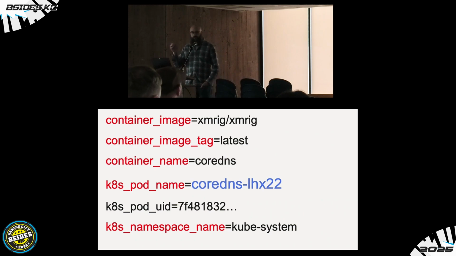As we start pulling on the thread of understanding what's happening in our cluster, this pod name is going to be critical because it's basically our first bit of information that we can start pulling on. The K8s namespace name at the bottom there is also very important because that's like which bucket you need to start looking in.